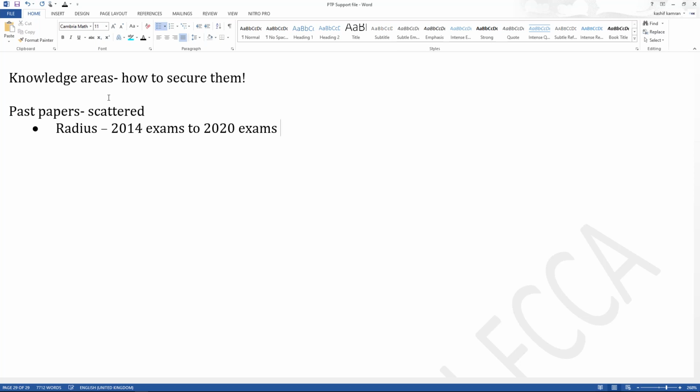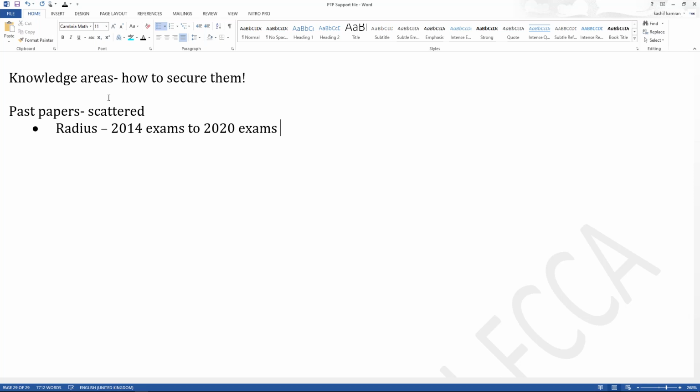just to see if any knowledge area is asked for, and try to maintain a register or a writing pad where you keep noting in which exam sitting which knowledge area has come, because there is a lot of repetition in knowledge areas. A knowledge area in 2014 exams might come again in 2020 or 2021 exams, or a knowledge area tested in 2015 exams might reoccur in the March 2021 exams. So you have to practice the scattered paper.